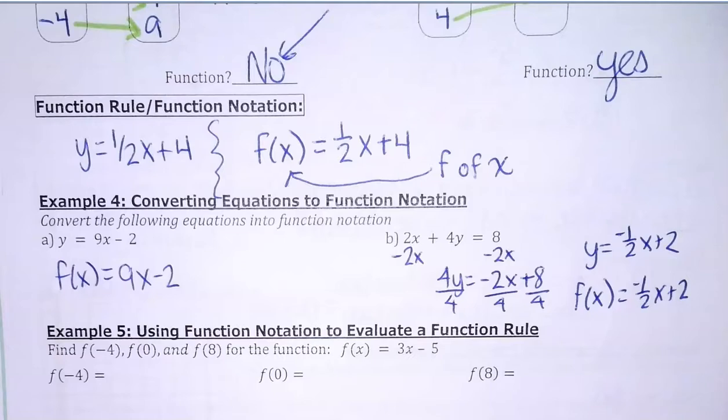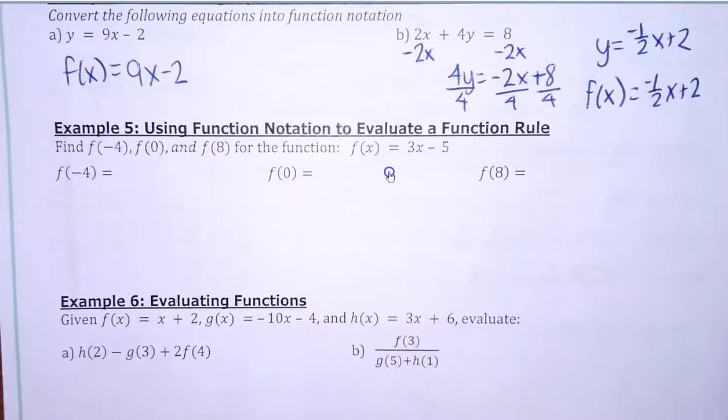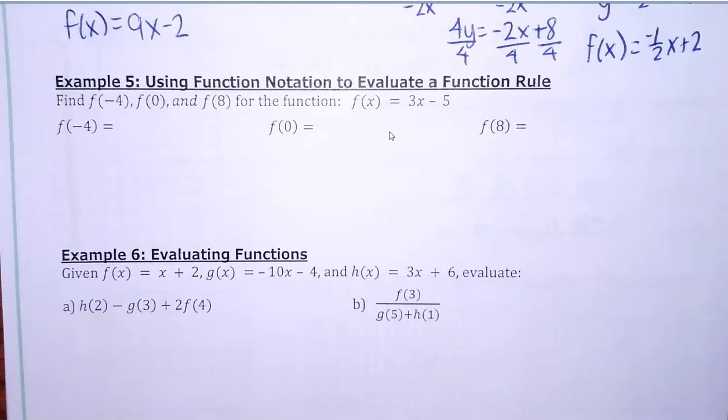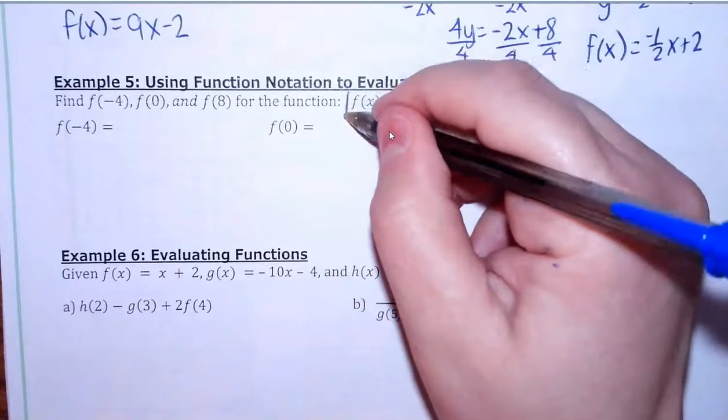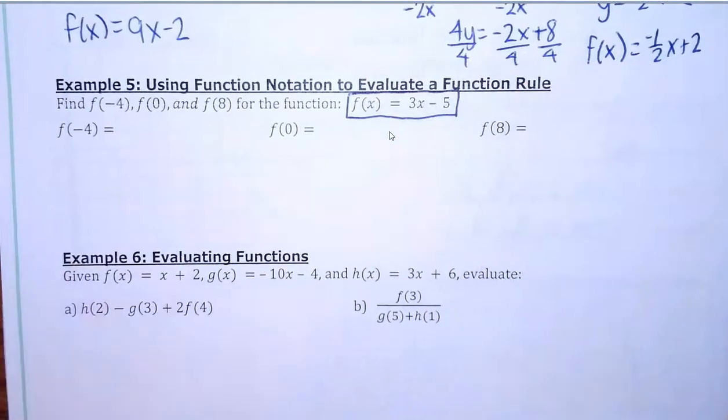Now, the last thing we're going to do here is just a little evaluation. So if I'm going to evaluate a function rule, so here's my function rule, f of x equals 3x minus 5, and it's going to ask us to find f of negative 4, f of 0, f of 8.